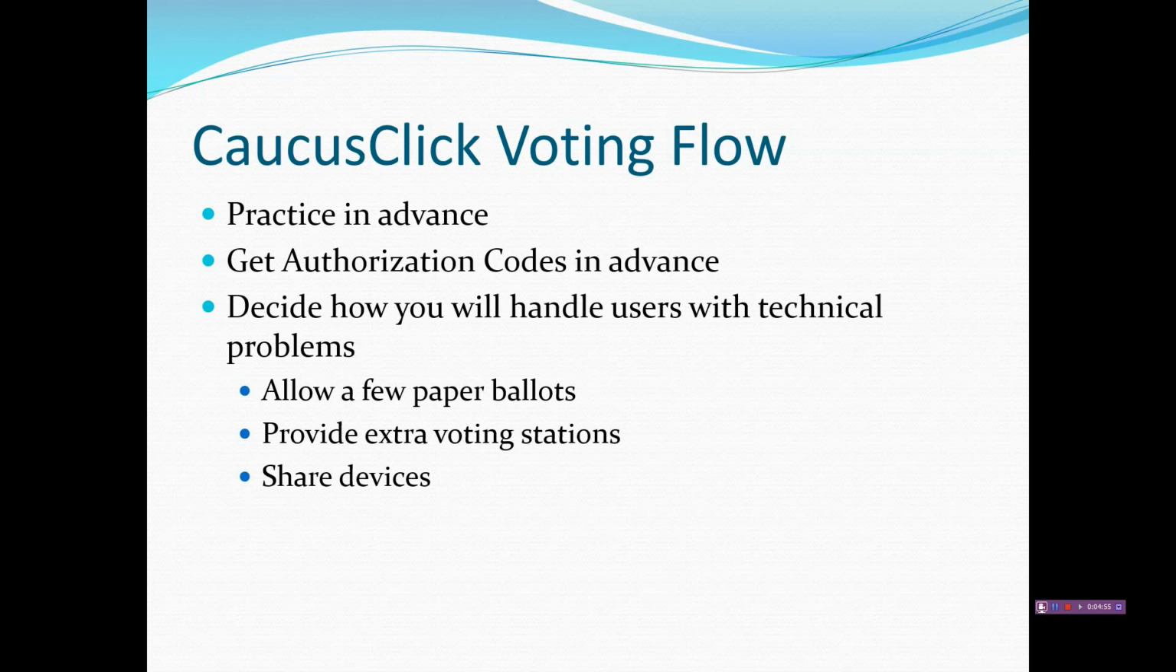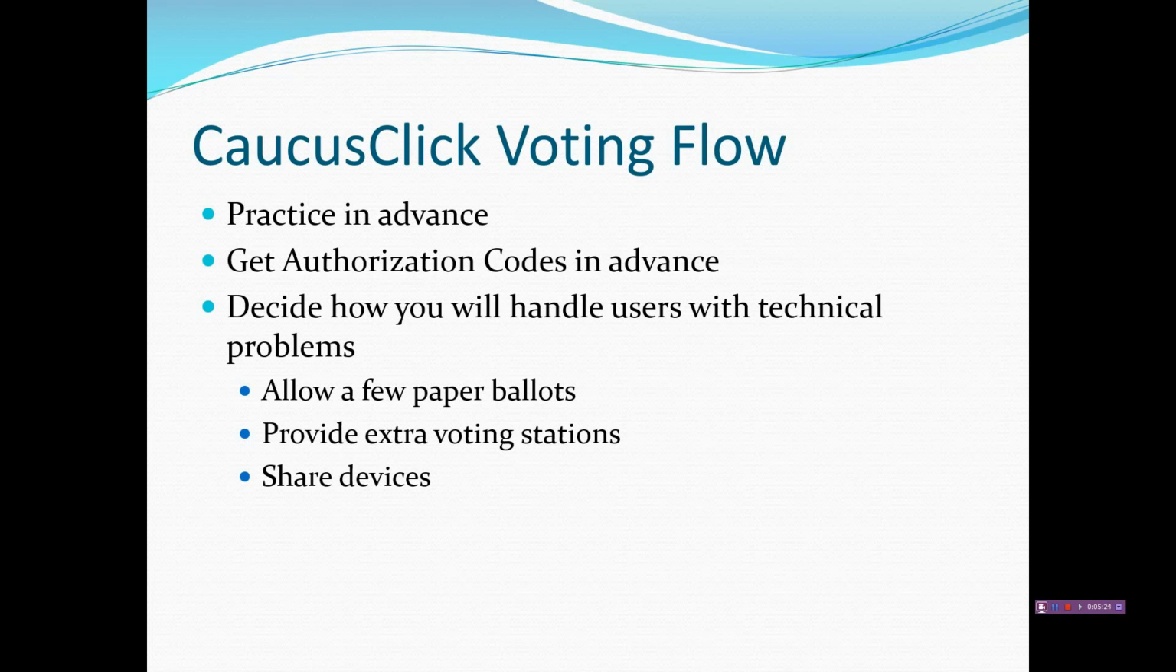Same way that you can share devices. So if you have a couple there and only one of them has a smartphone, or if they don't have one but somebody sitting next to them has a smartphone, they can share smartphones. The way that works is the voter puts in their authorization code, then they vote, then they log out, and they just hand the phone to the next person. Then the next person puts in their authorization code, and then they vote and log out. That way, people can pass the devices back and forth.